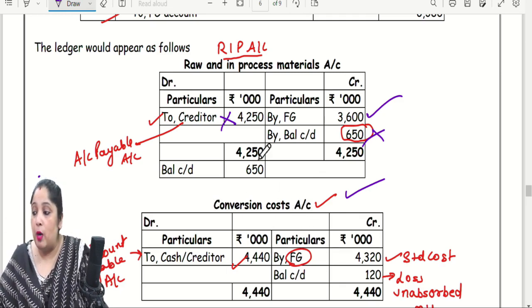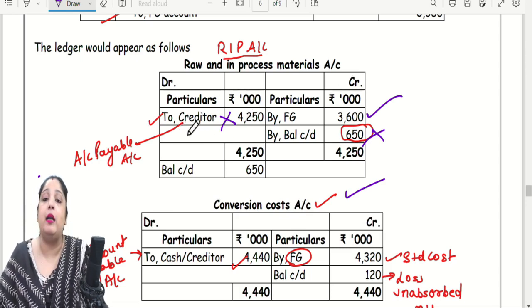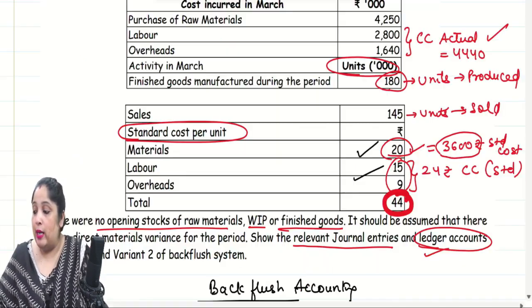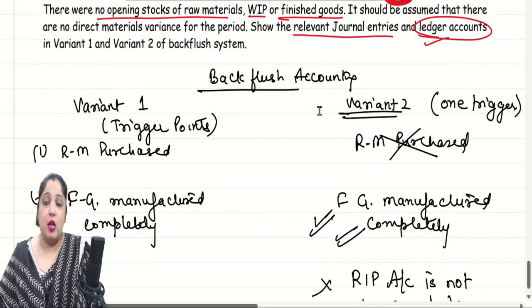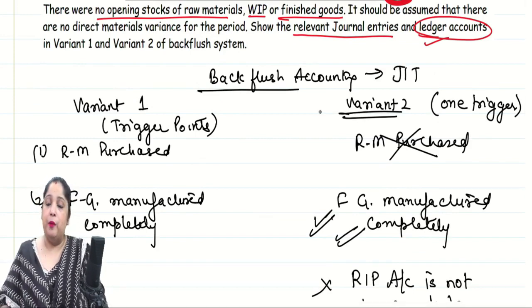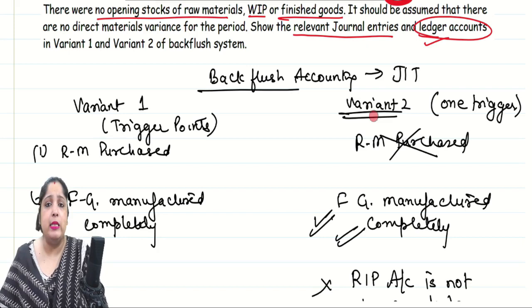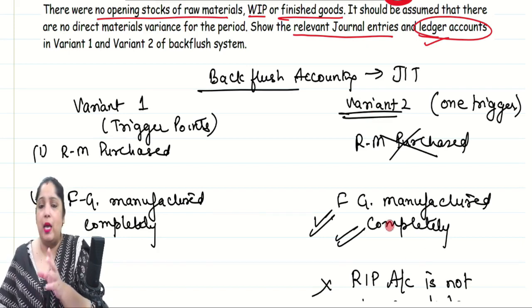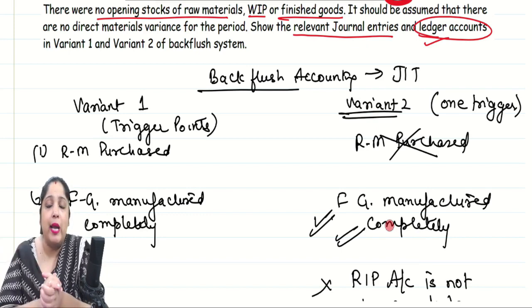But this entry will not be made, because raw material purchase account entry is not passed under variant 2. So in a nutshell, BACKFLUSH accounting is to be used when you follow just in time. If you want too much simplicity, go ahead with variant 2. Just prepare predominantly finished goods account, cost of goods sold account and conversion account.